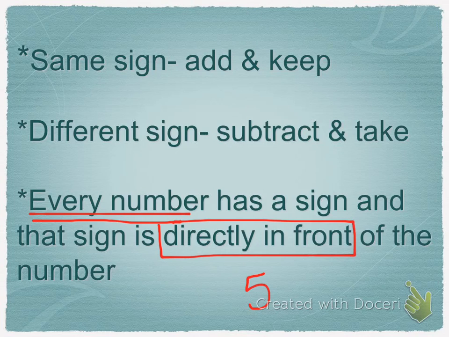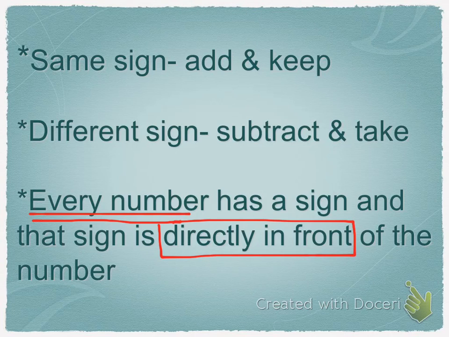If I told you the number 5, well, you say, but there's no sign in front of it. Anytime there's no sign written in front, what is it understood as? A positive. So I don't have to write a plus in front of it, but I know it's a positive number. So every number has a sign, and that sign is directly in front of the number. So when I have more than one number and they want me to combine them, I combine by either addition or subtraction. Nothing else in this part, okay?